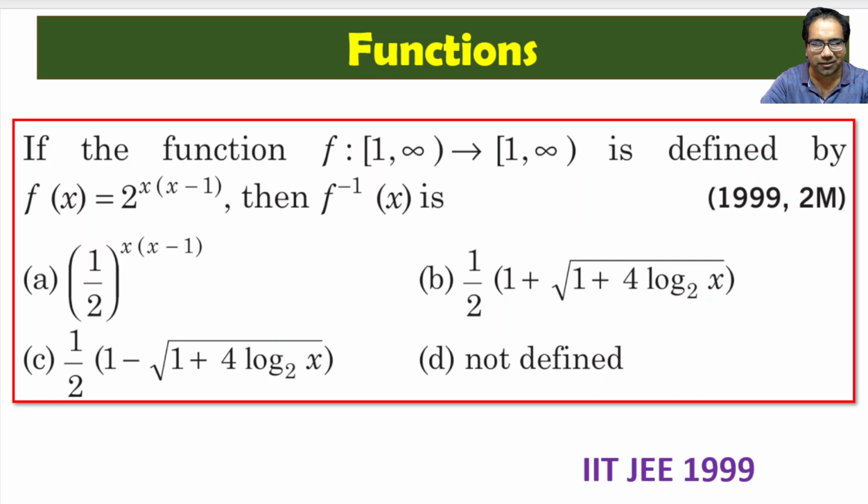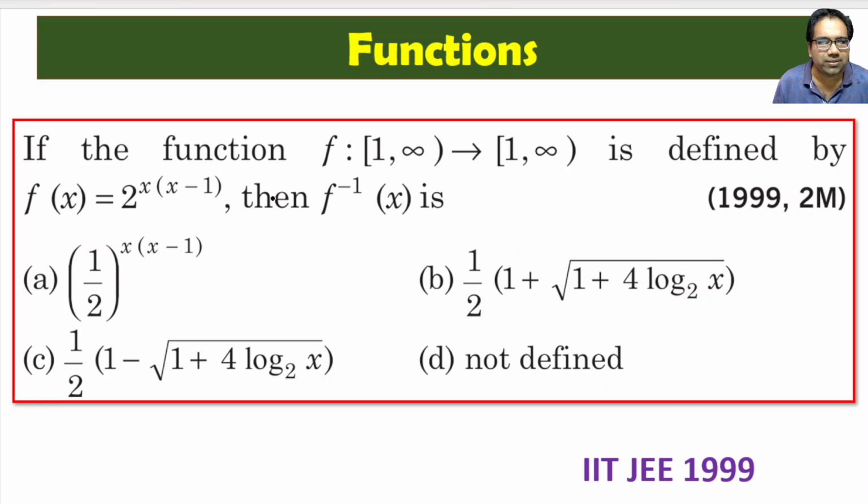Hi friends, here we have a function defined from [1, infinity) to [1, infinity). What is f of x? f(x) = 2^(x(x−1)). Then what is f inverse of x? How do we calculate f inverse of x?